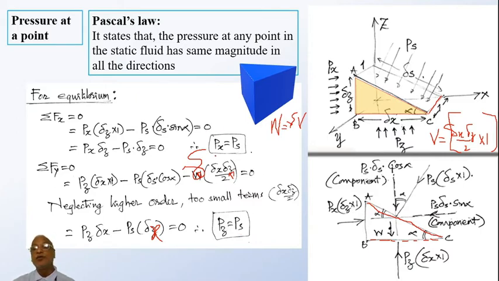So what is the conclusion? In any fluid medium, whether you consider pressure this way or that way, all the pressure intensities are the same. That is what the statement says. Hence, the pressure at a point in a static fluid has the same magnitude in all directions. That is Pascal's law.